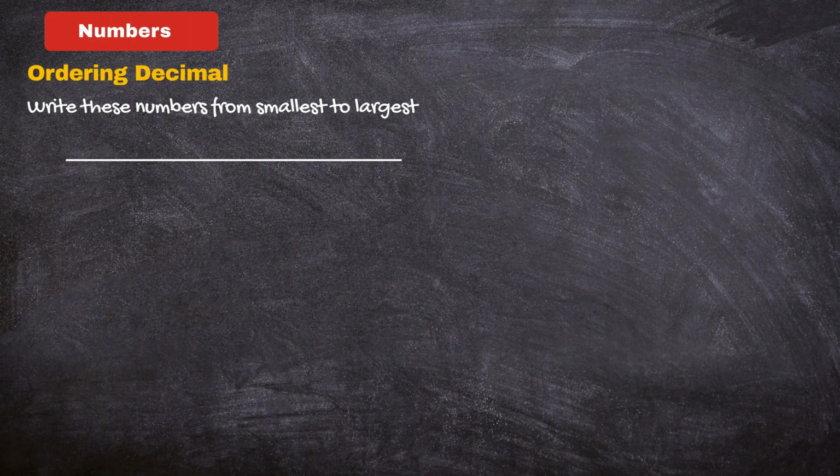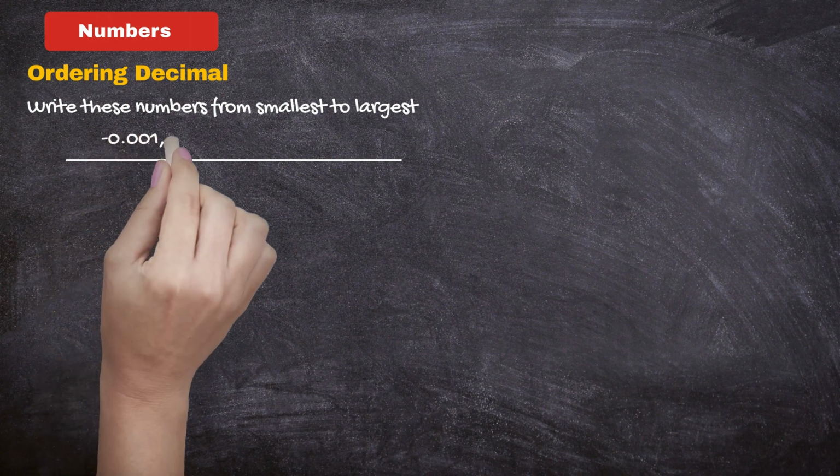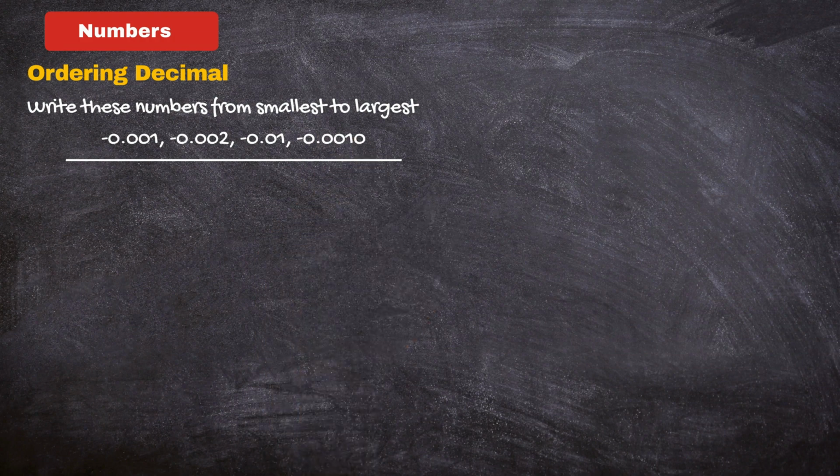Now you should feel more confident in ordering decimal numbers. Try to solve this. When we talk about the smaller and larger with negative decimal numbers, we are talking about their position relative to 0 on the number line.